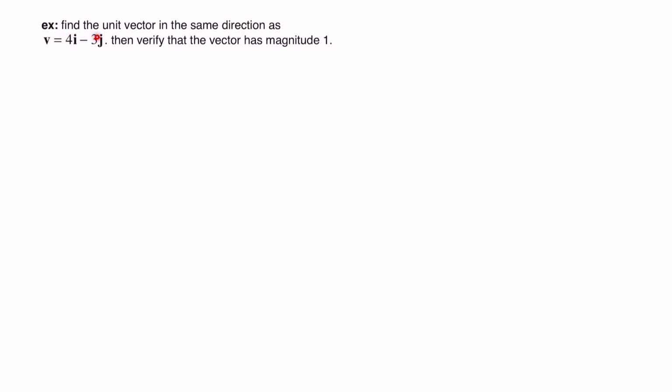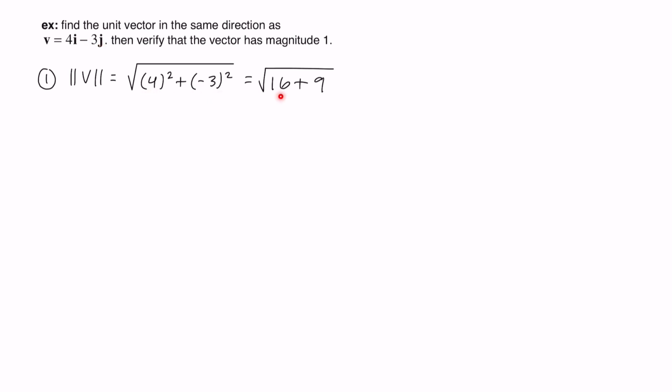This example says, find the unit vector in the same direction as the vector v equals 4i minus 3j, then verify that the vector has magnitude 1. So step 1, we're going to find the magnitude. We're going to take 4, square it, and then add negative 3 squared. And then let's go ahead and simplify this. 16 plus 9 is 25, and the square root of 25 is 5.